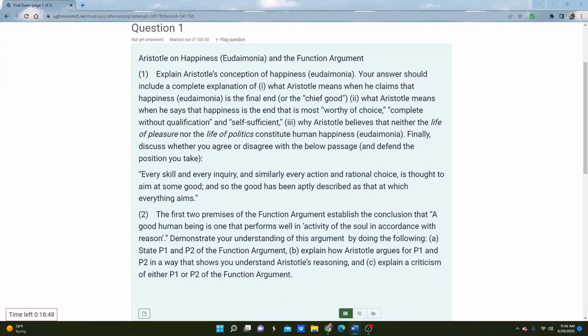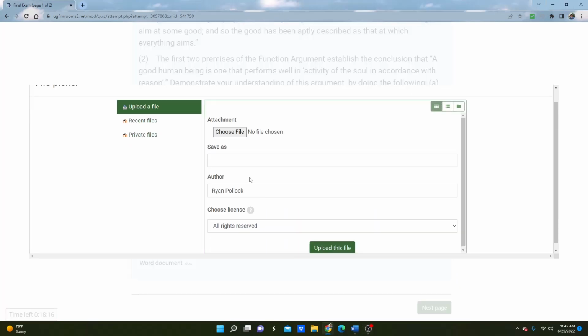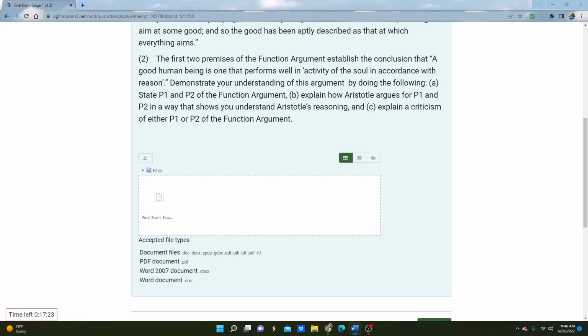In this instance, the first essay the program has presented me with is the question dealing with Aristotle on happiness and the function argument. So at this point, I simply need to upload my response to this particular essay prompt. To upload my essay in response to this question, I would simply scroll down to where the program allows me to attach files. Then, I would go to the next page and do the same thing for the second question.